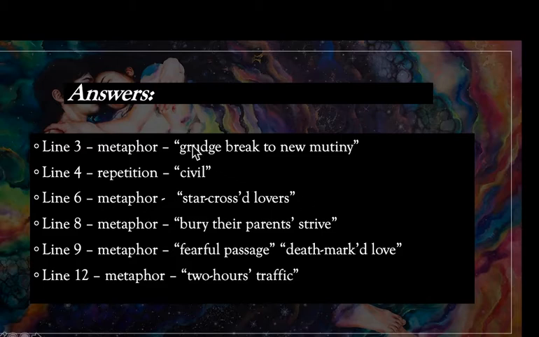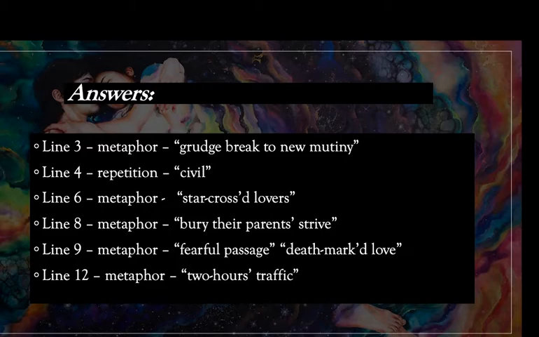So you've got this grudge breaking out. It's fighting against the system. It's coming out in the streets, and these people are attacking one another. You've got the repetition of civil. Shakespeare wants us to know that anybody, if they've got a strong enough grudge, then that impacts them, that makes them more violent than perhaps their nature would lead them to originally.